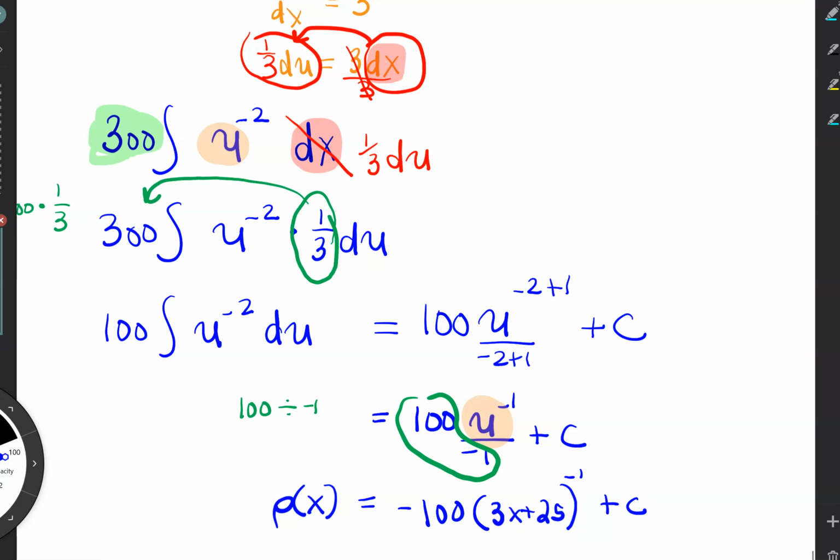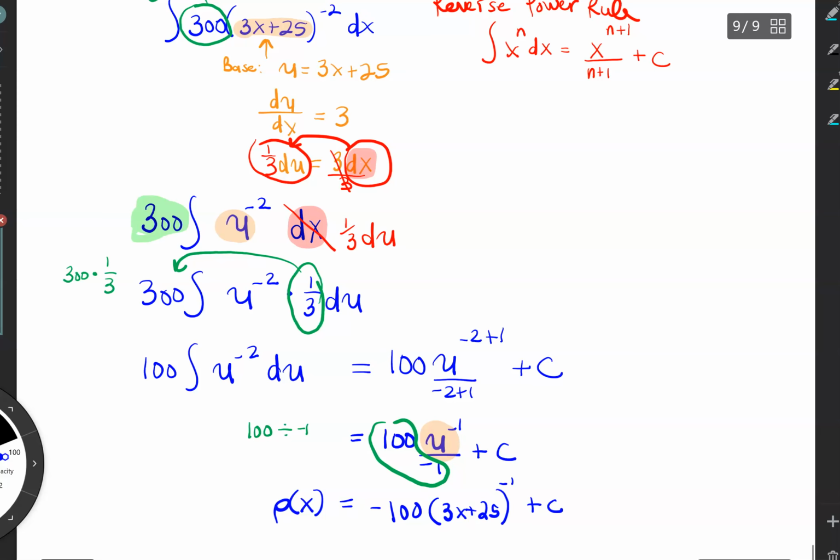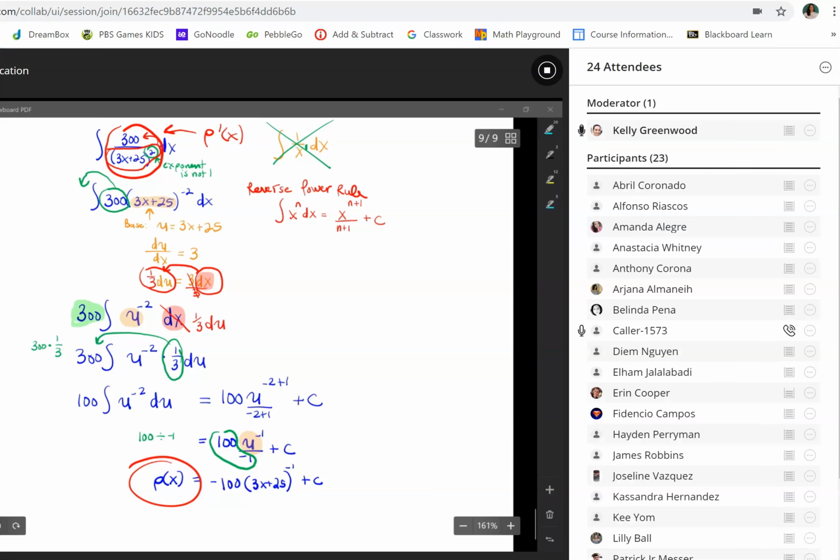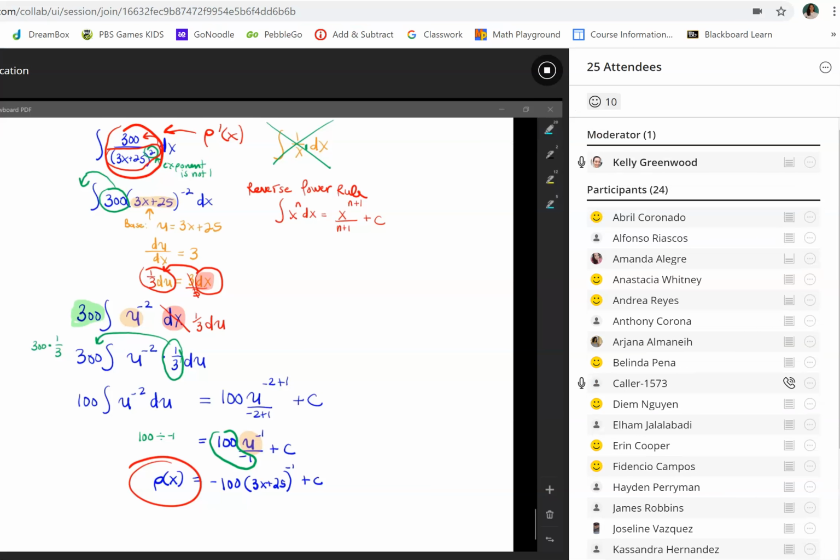Okay, so let me pause right there. Show me a status on how you feel about reversing that marginal price. Remember, this was our P prime right there. Reversing that P prime to get my just P function back, my price demand function back. Show me a status on how you felt about this process. Okay, a lot more happy faces than last time, but not everyone's happy, and that's okay. Remember, the real learning happens outside the classroom.